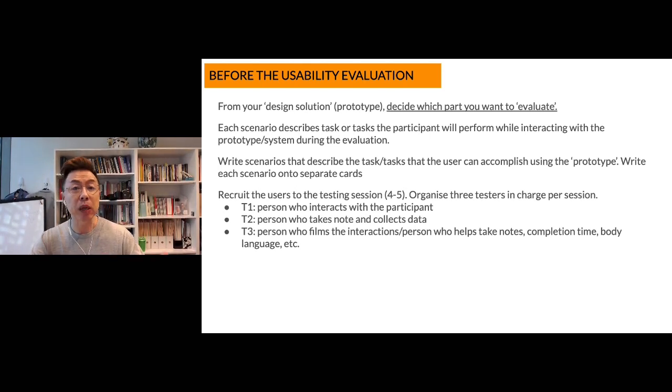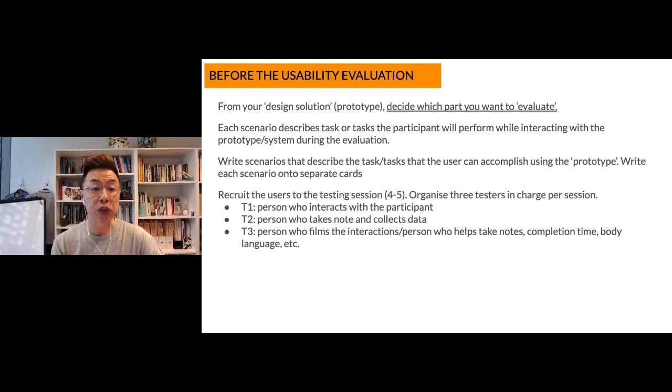So if your prototype has certain functions already in the interface itself, then you can evaluate those functions. But if it doesn't have them, then there's no point evaluating them. So then what you also need to do is create scenarios, okay? Each of the scenarios would describe tasks the participant will perform while interacting with the prototype system during the evaluation. So what it means is that you have to write the scenarios before the testing. Okay, you need to look at what functions you have and what possible scenarios people can have to use your prototype given the functions that it has at the moment.